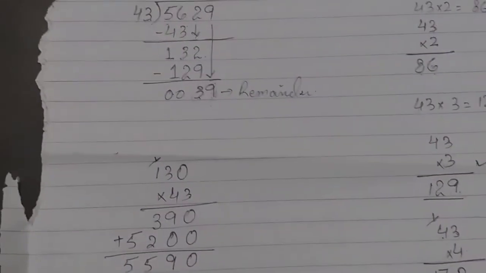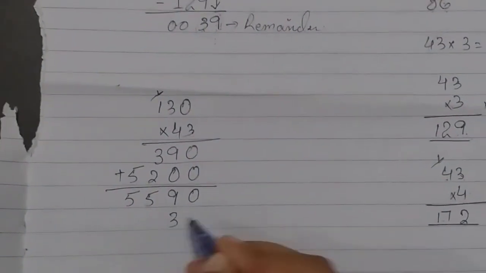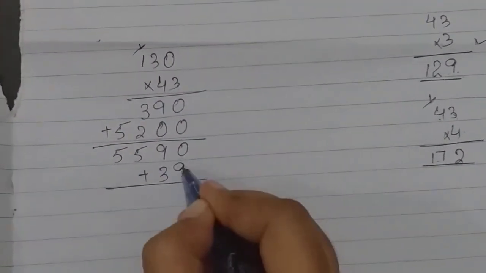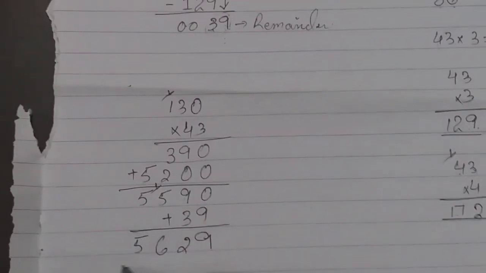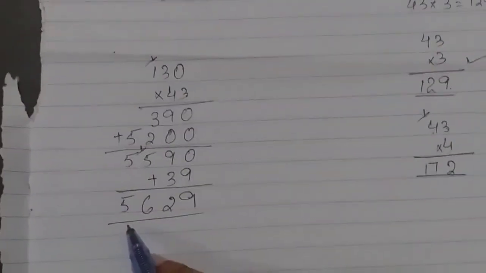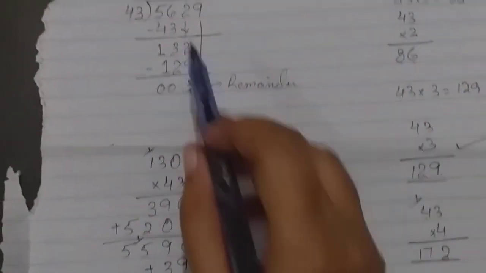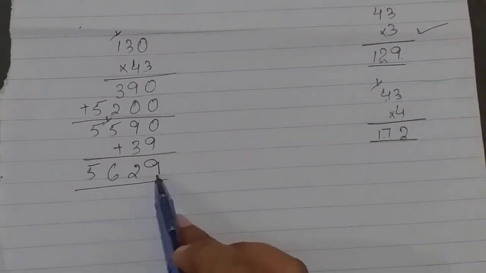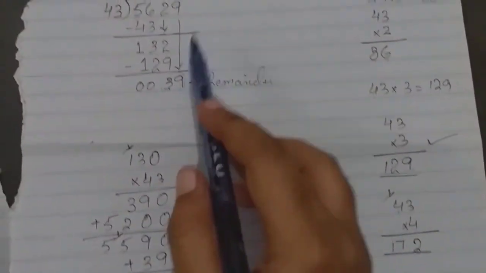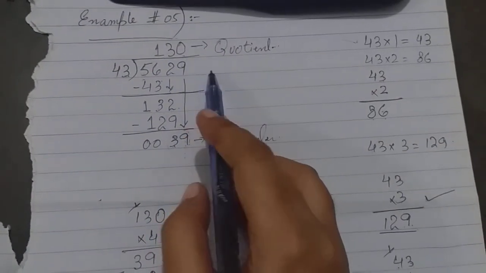After multiplication of the quotient with the divisor, we will add the remainder. 9 plus 0 is 9, 9 plus 3 is 12, 5 plus 1 is 6, and then 5. And now you can see we have found the same number, exactly the same as our dividend, 5629 and 5629, which means we have done this question correctly, and this answer 130 is the correct answer.